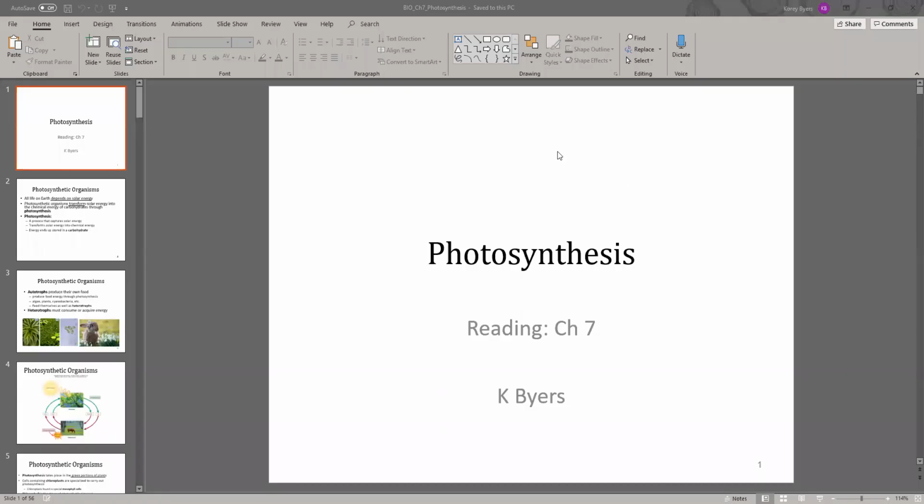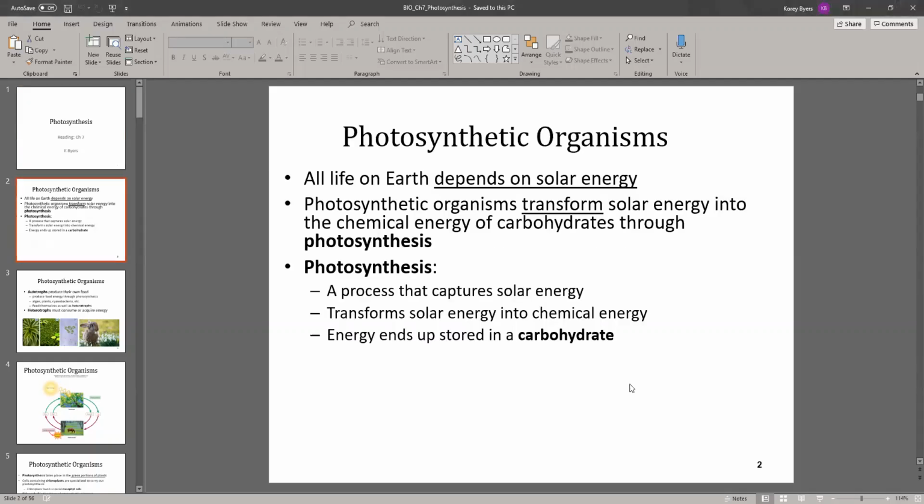Hi everyone. I want to give an overview of chapter 7. And so first off, what is photosynthesis? Photosynthesis is essentially organisms using sunlight to create energy.